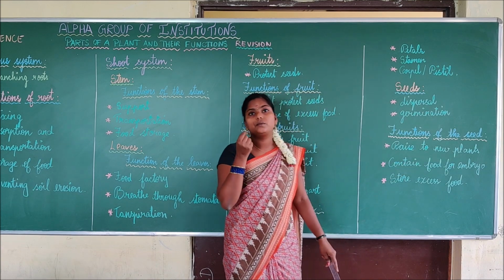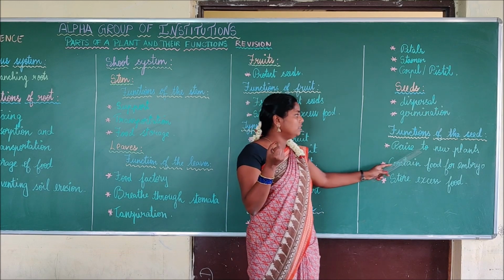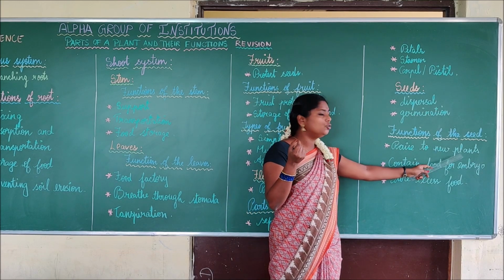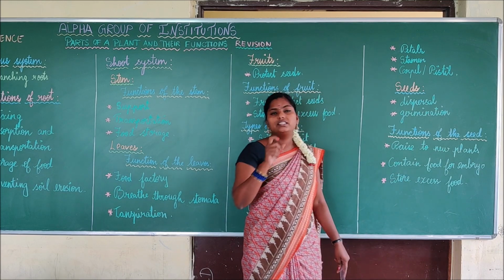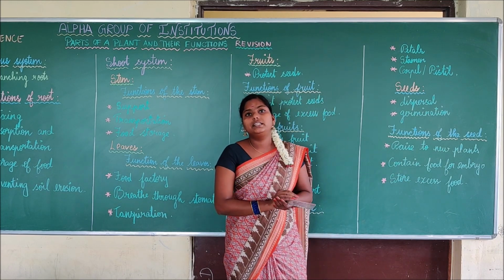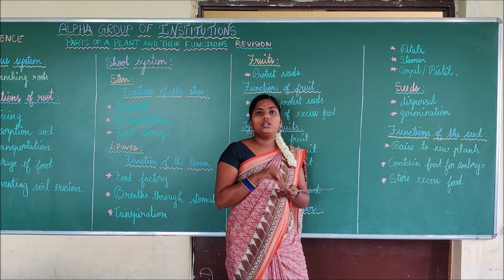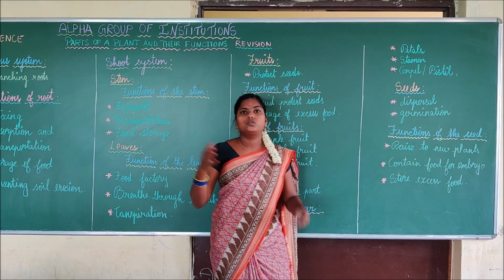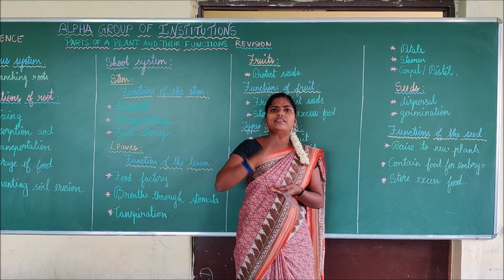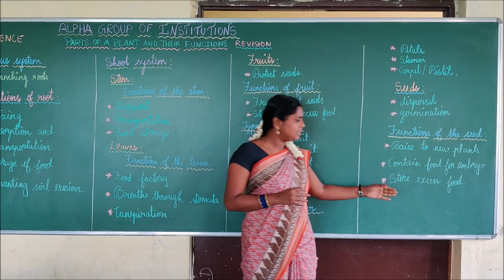Functions of the seed: give rise to new plants. So the seed is the most important thing which will play a role, that it gives rise to new plants. Contains food for embryo. So inside the seed there is the embryo, and this seed contains food for the embryo till the embryo is inside the seed, and storage of excess food. So from the shoot system, everything contains the excess food. Each part contains the excess food.